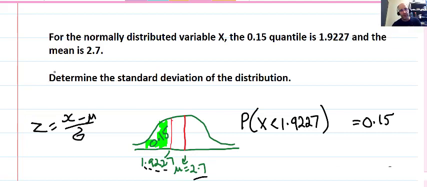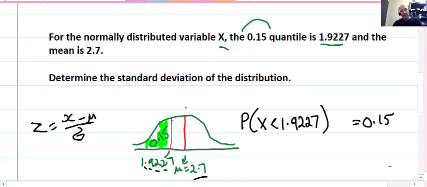Two quick examples we've got. For the normally distributed variable x, we're given a value here. The 0.15 quantile is limited by 1.9227. Now that value is quite small, so that means it's going to be well left of the mean when we do our little sketch. You can see the corresponding values there. And by the way, we have to find the standard deviation, and the mean is 2.7. They threw that in for us.